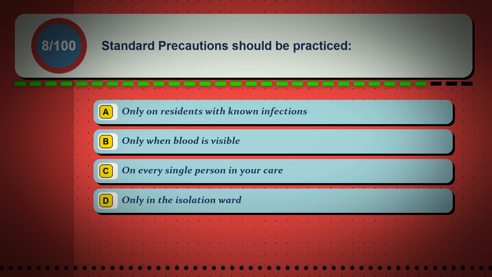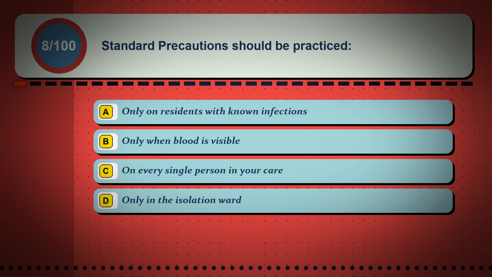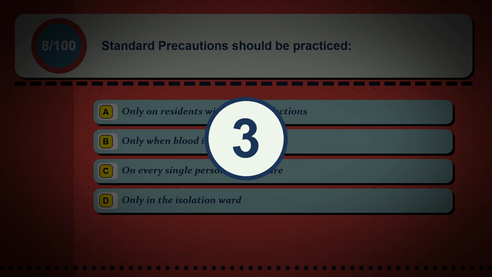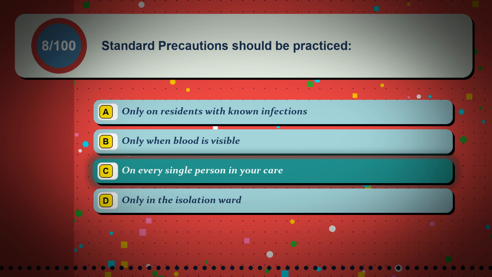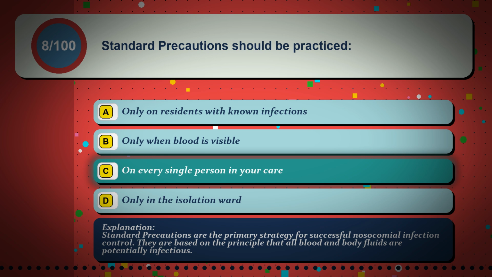Question 8. Standard precautions should be practiced: Option A, only on residents with known infections. Option B, only when blood is visible. Option C, on every single person in your care. Option D, only in the isolation ward. The correct answer is option C, on every single person in your care. Standard precautions are the primary strategy for successful nosocomial infection control. They are based on the principle that all blood and body fluids are potentially infectious.